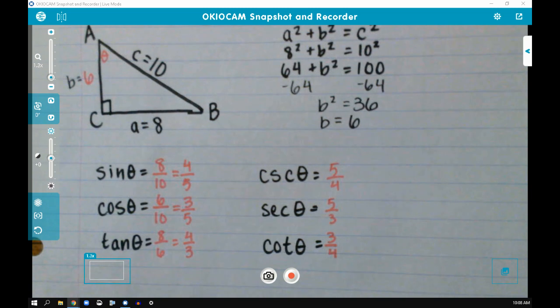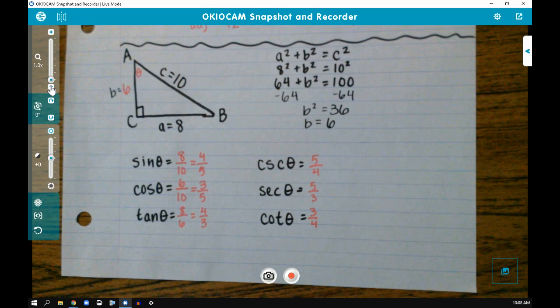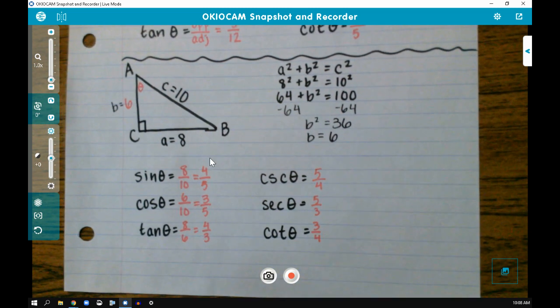Go get started on today's assignment. Then tomorrow we're going to do some common angles, like 45, 45, 90 triangles and 30, 60, 90 triangles. But for today, that's it.